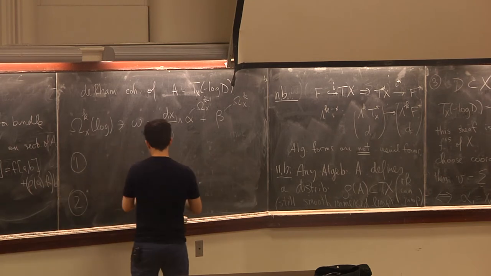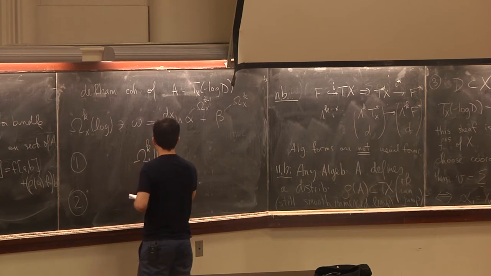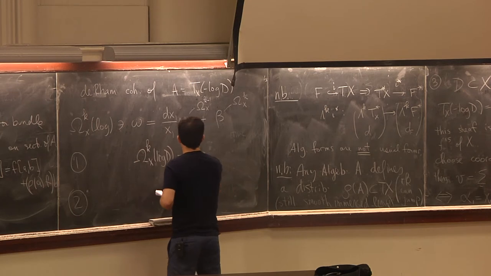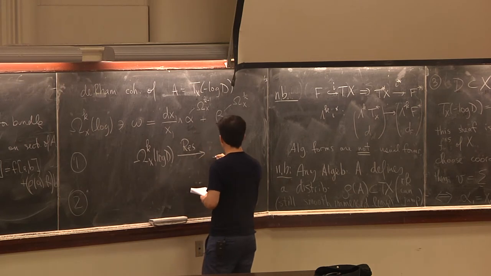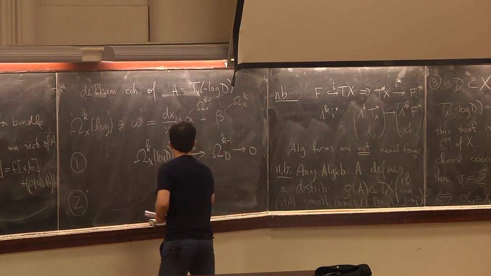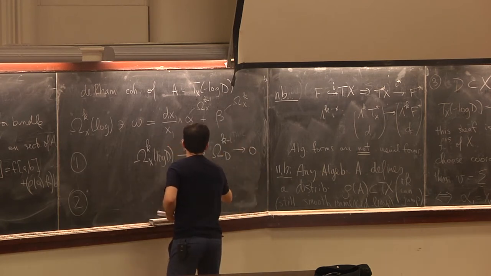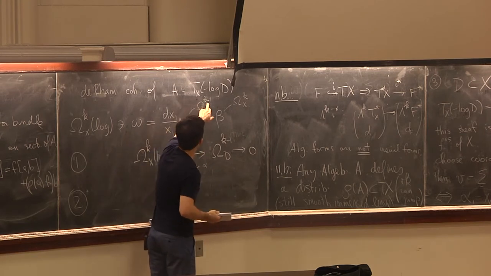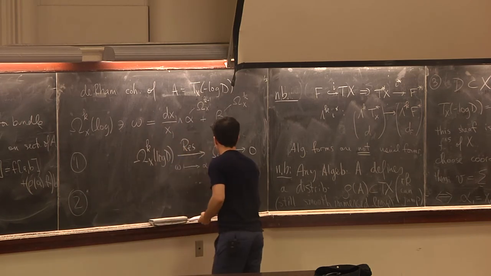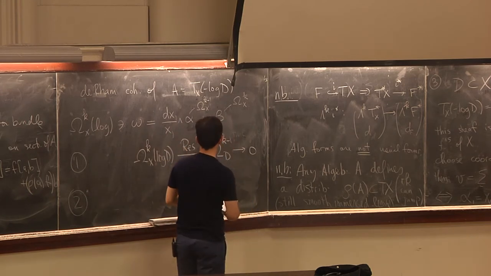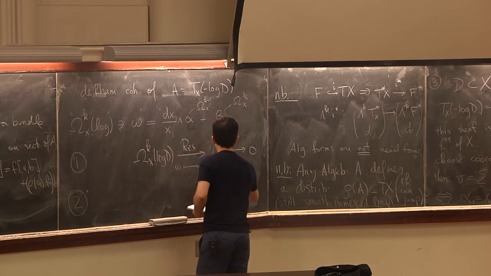The first fact is that there's a short exact sequence. If I have a logarithmic form, there's a residue map which extracts the residue, which is a k minus 1 form along D. This takes omega and maps it to alpha. Alpha is a k minus 1 form on X, which I told you is not well defined. But if I take that form and I restrict it, or pull it back to D, then that is well defined. So alpha restricted to D is called the residue of omega along D.